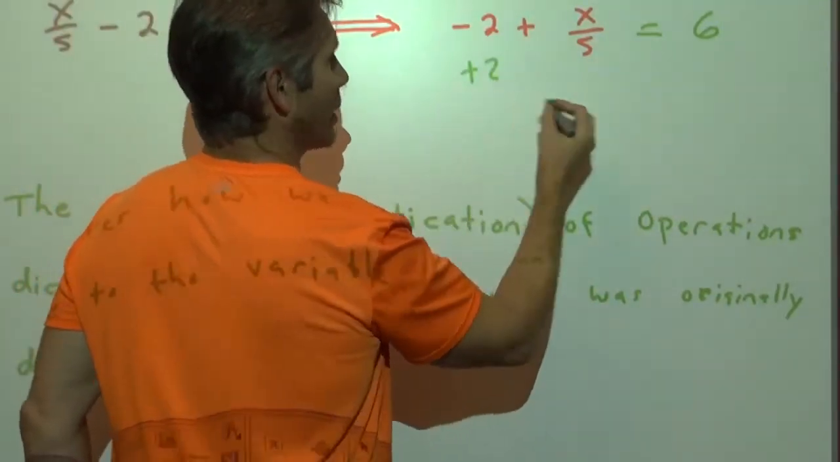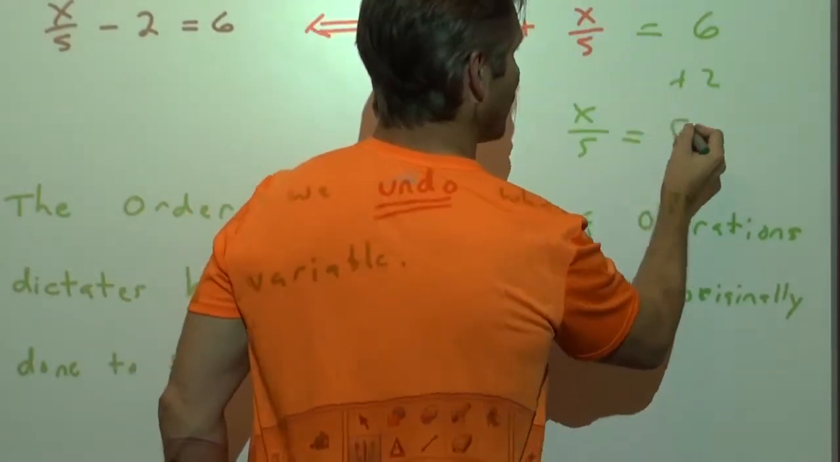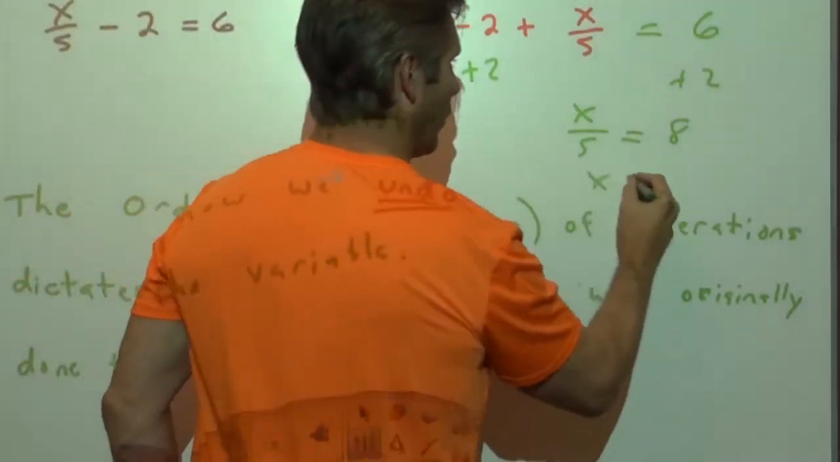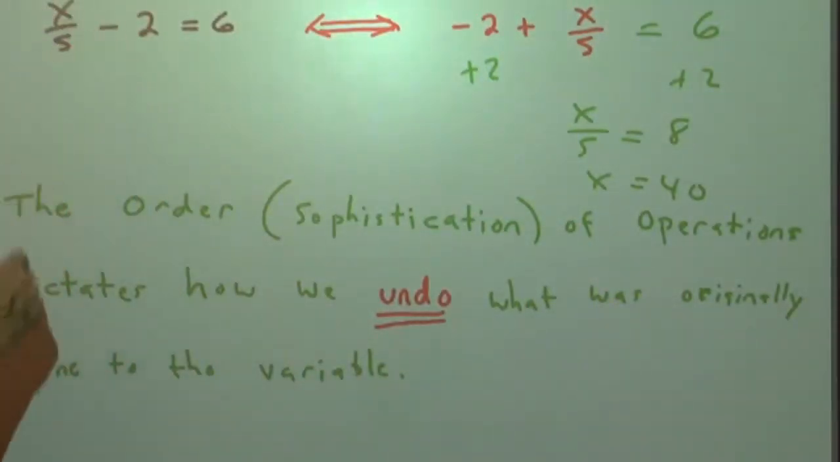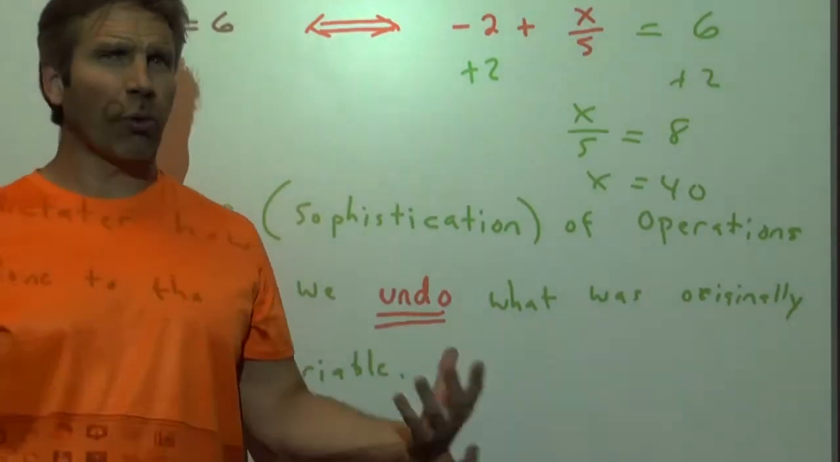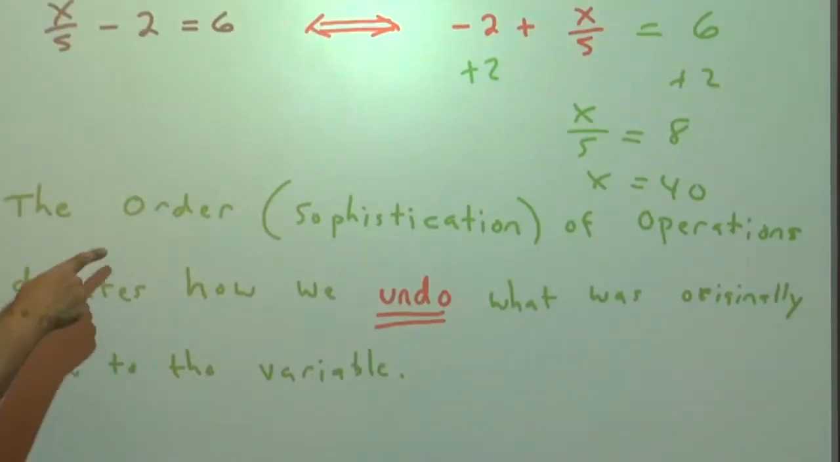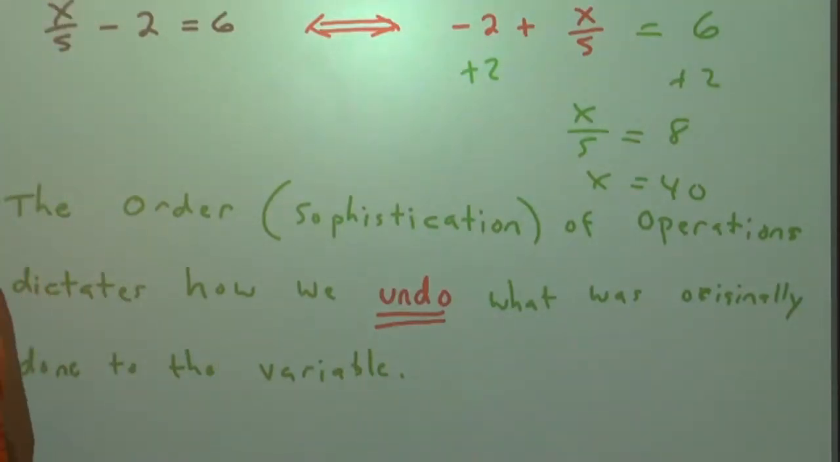So to counteract, we're going to add 2, which takes us to 8. So x divided by 5 is going to be 8. Multiply both sides by 5, we get 40. So x would still be 40. So that is equivalent to this. The point being, we don't just work from left to right or from right to left. We actually pay attention to the order of operations, the sophistication of operations, and we go in reverse order.